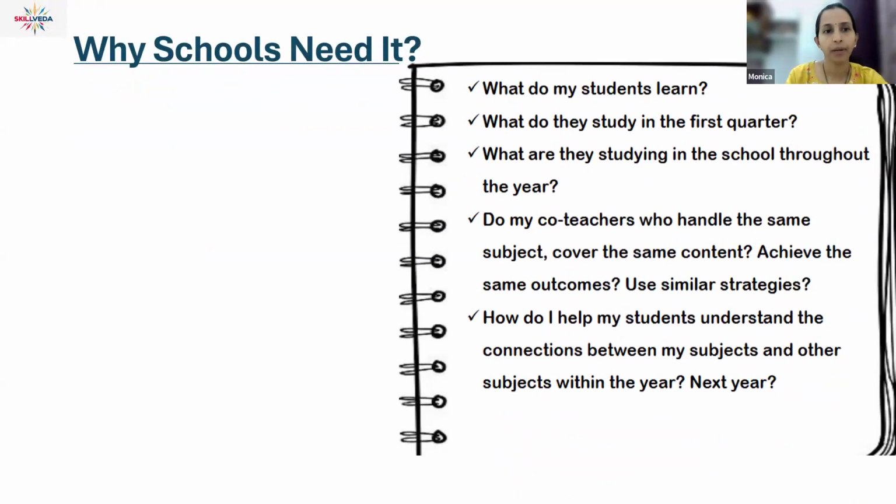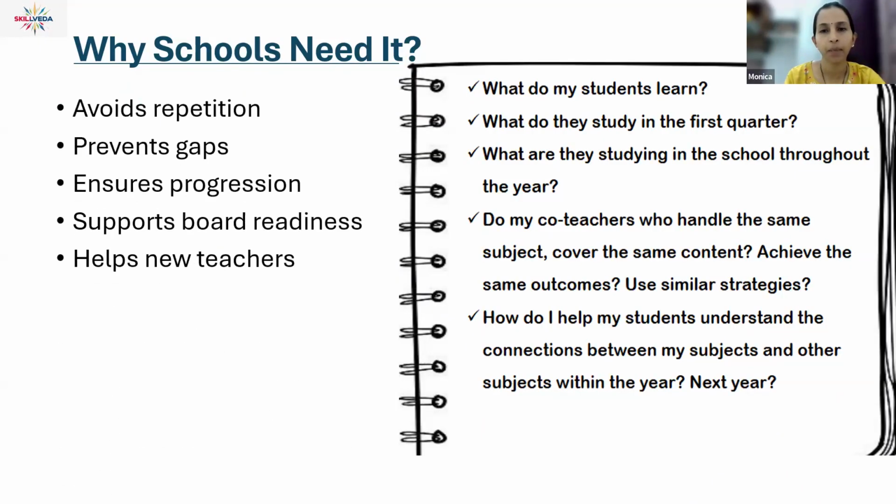Okay. So why does school need it? For example, curriculum mapping is very important. So we use this curriculum mapping at the beginning of every term, right? We can write the curriculum mapping using the following points: what do my students learn? What do they study in the first quarter, in the second quarter? What are they studying in the school throughout the year? Do my co-teachers who handle the same subject cover the same topic, or are they following similar strategies?